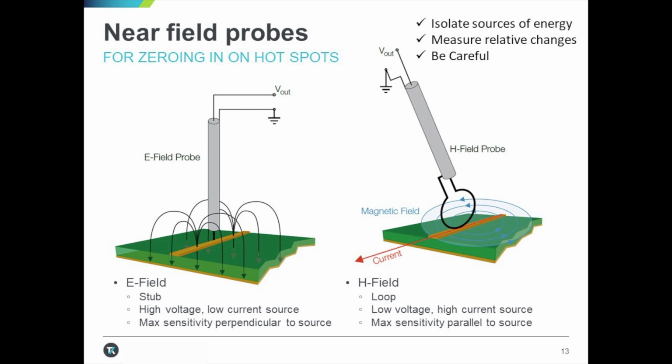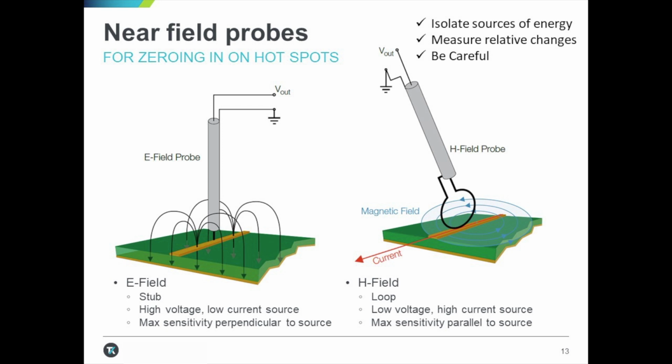The size of the loop determines the sensitivity as well as the area of measurement, so care must be taken when using these types of probes to isolate a source of energy. Near-field probe kits will often include a number of different sizes so that you can use a progressively smaller loop size in order to narrow in on the area of measurement.